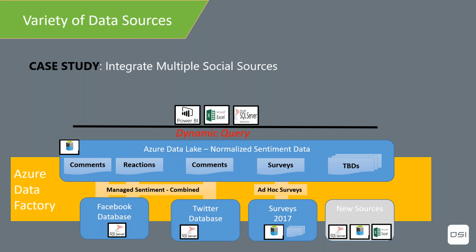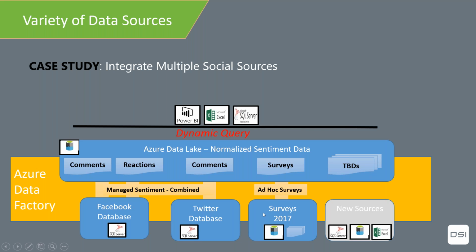So we created one Azure Data Factory pipeline that combined the sentiment from the Facebook database and the Twitter, and those pipelines created a normalized set of data in the data factory for comments and reactions. All the files at this layer had the same structure. It was a simple SQL statement to summarize my comments, combining 4 or 5 tables into a flat file. Same with reactions, same with comments.